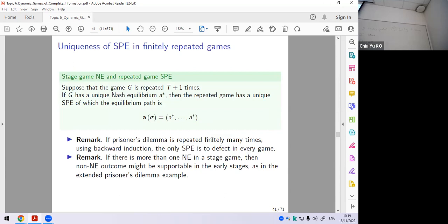If a game has a unique Nash equilibrium and you repeat it, no matter how many times you repeat it, as long as it is finite, this repeated game always has this Nash equilibrium for the whole period of the game. And we have shown you that if there's more than one Nash equilibrium, then you can support any outcome, which I have shown.